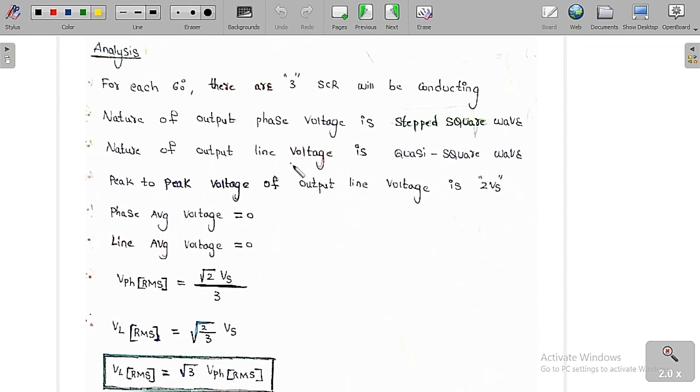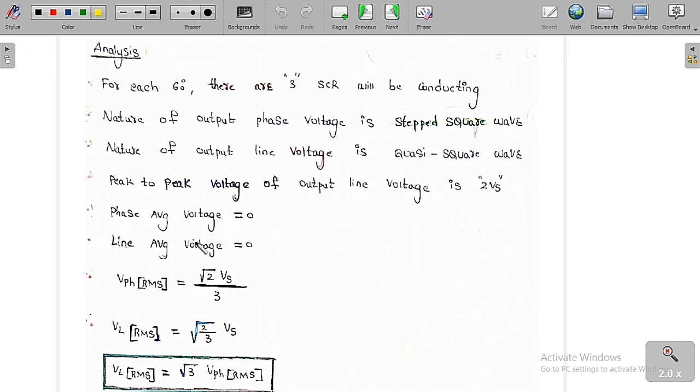The nature of the output line voltage is a quasi square waveform. The peak to peak voltage of the output line voltage is 2 Vs, whereas the peak to peak voltage of the output phase voltage is 4 Vs by 3. I have already told you.